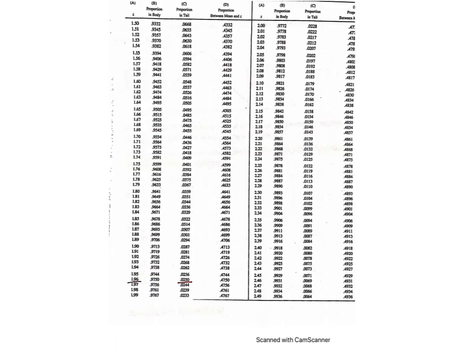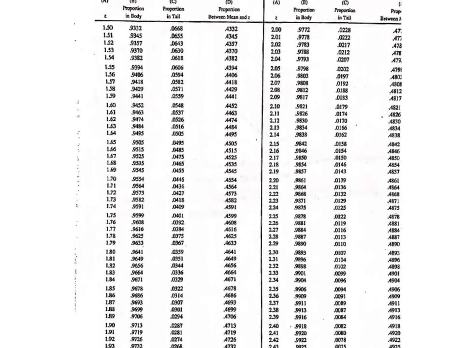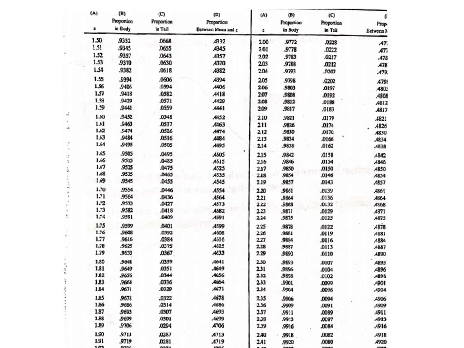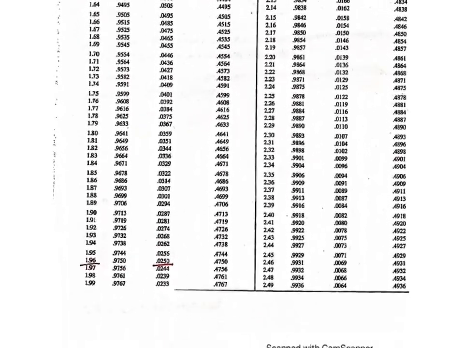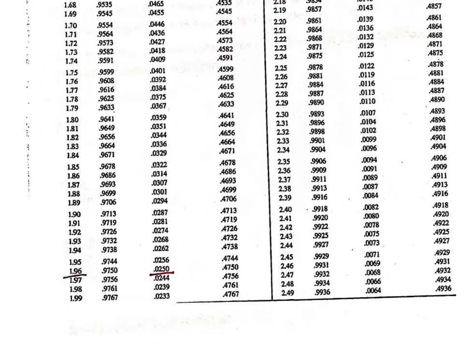So when we go to our z-table, we're looking in column C, as in canary, which is our third column, for 0.025. And we see right there that 0.025 is associated with a z of 1.96. Now remember, this is two-tailed. So on the positive side it will be 1.96, and on the negative side it will be negative 1.96.